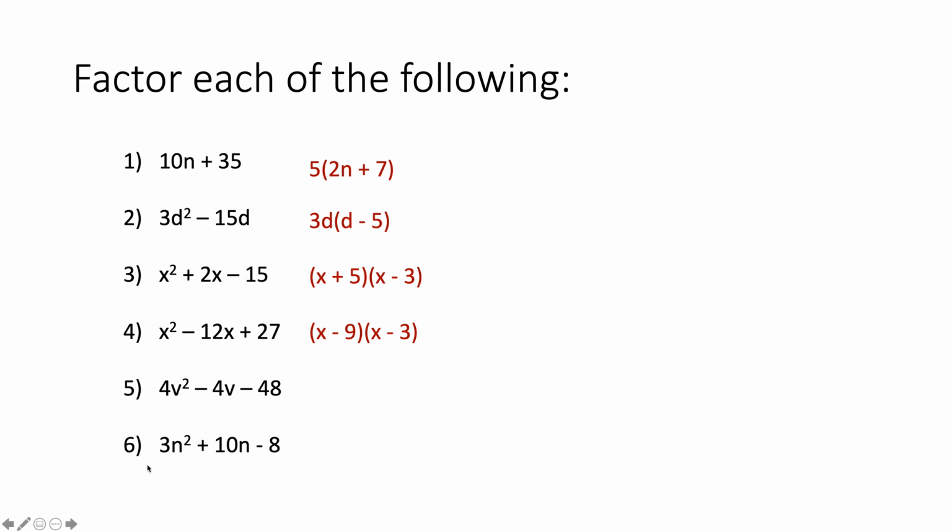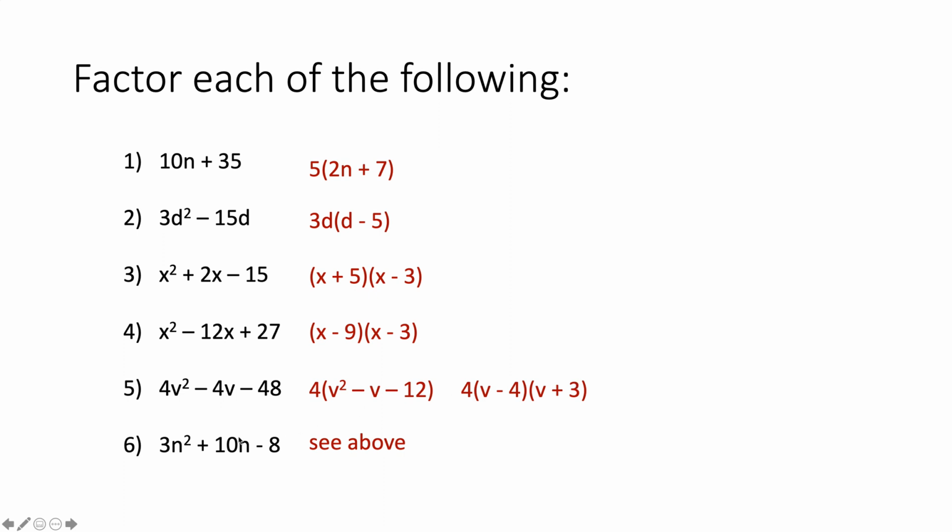Okay? For the next one, I always look for a greatest common factor. Always. What do you do before you cross the road? Look both ways. What do you do before you factor? You always look for a greatest common factor. In this case, there is one. It is 4. That leaves me with v squared minus v minus 12. So now I need two numbers that multiply out to -12, add up to -1, and they are -4 and 3.